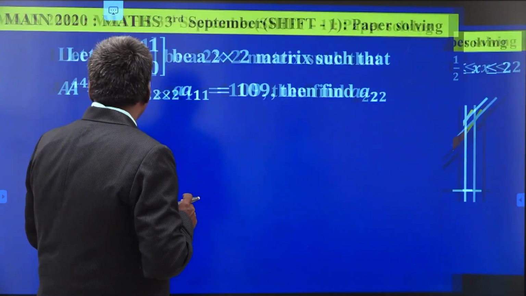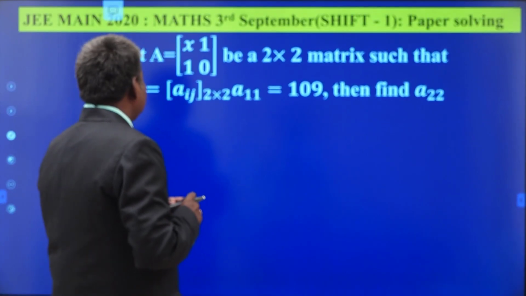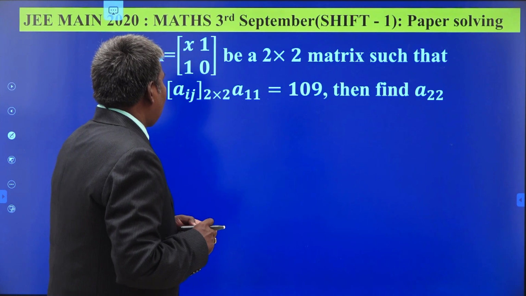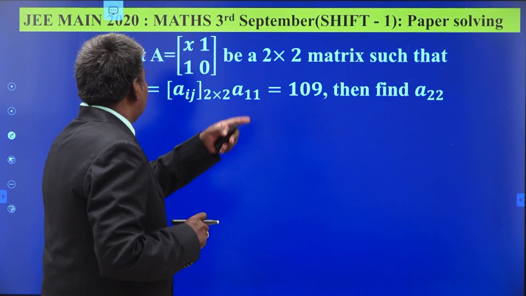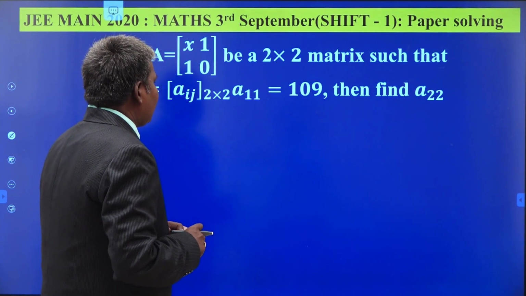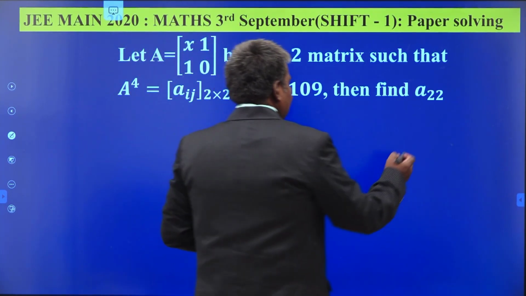Next one. A is the matrix [x, 1; 1, 0] and A⁴ is equal to Aij of order 2 by 2, A11 is equal to 109, then we have to find out A22.